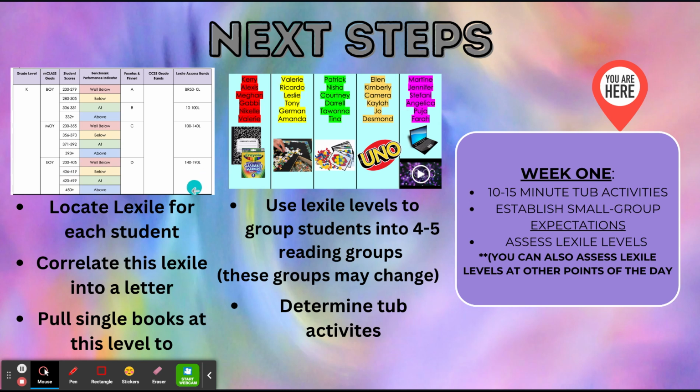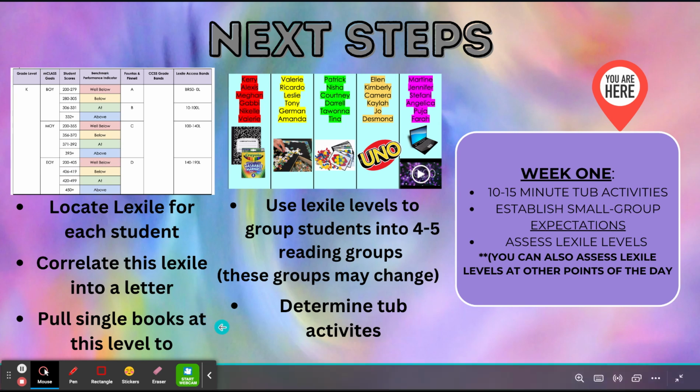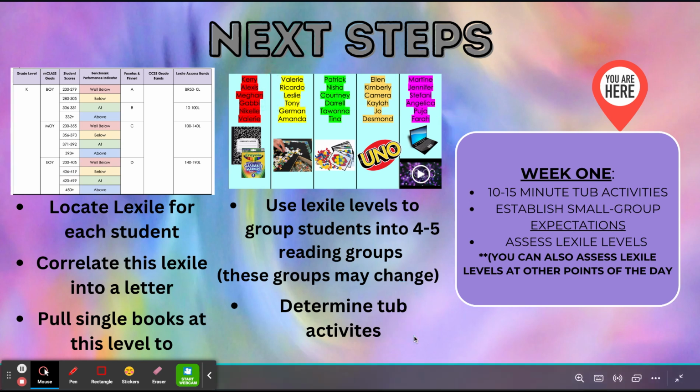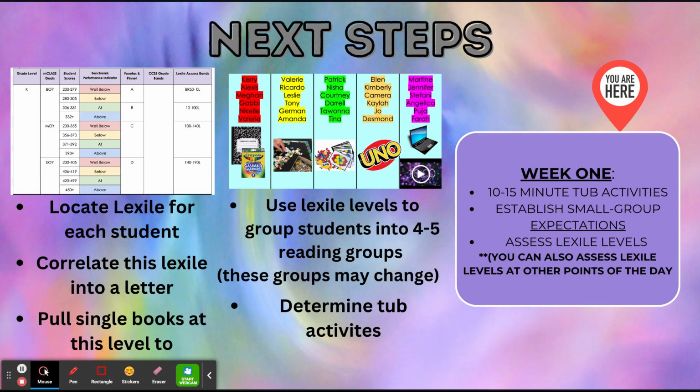So action steps: locating a Lexile level for each student, correlating this level into a letter, and then pulling single books at this level to put in their book box or to use for that assessment. Next, you're going to use those levels to group your students into 4 or 5 reading groups. These groups may change as you determine which level is appropriate for each student, but you're going to begin to group them based on reading level. And then you're going to determine what my tub activities are going to be so that I can be organized and prepared and ready to go.